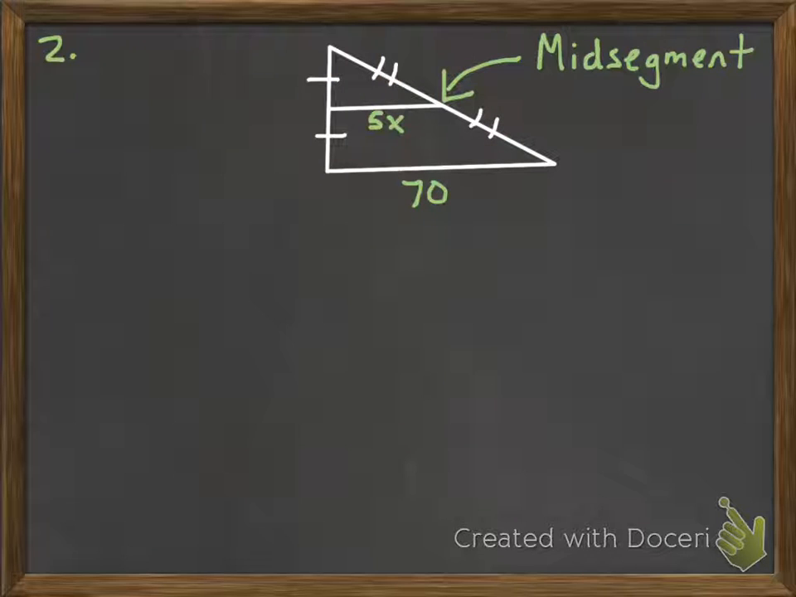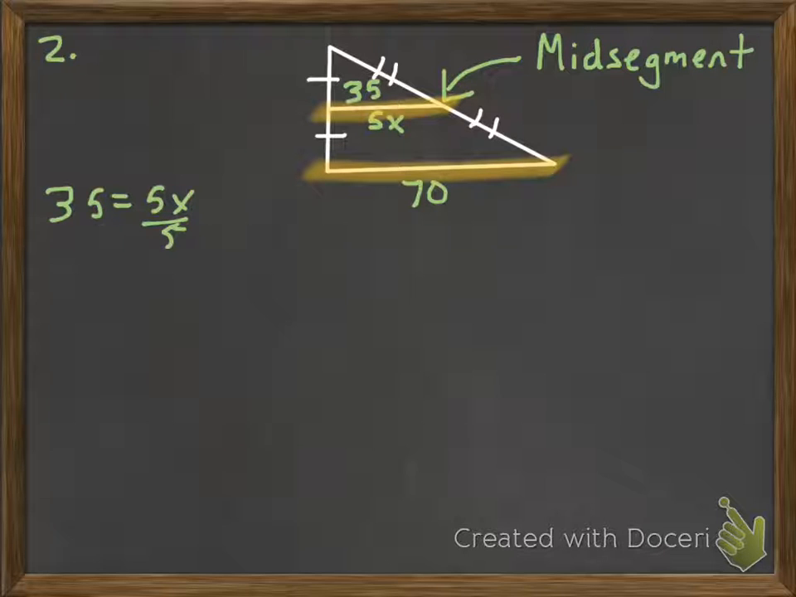Alright, now that we recognize that's a mid-segment, what we need to know about mid-segments to solve this problem is that this line that I'm highlighting is half the length of its parallel side, which would be this line. So we know it's half the length. Then, if we know the bottom one is 70, then if we divide by 2, the top one would have to be 35. Now we have a line segment that equals 35 and it equals 5x. So to solve for x, because they're the same, we'd say 35 is equal to 5x. So divide both sides by 5 and x equals 7.